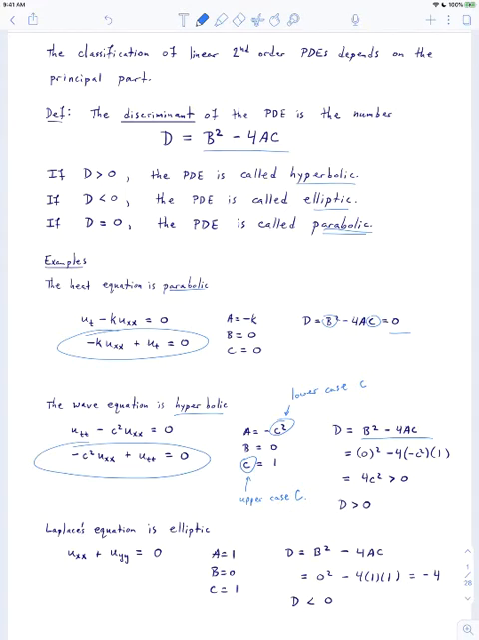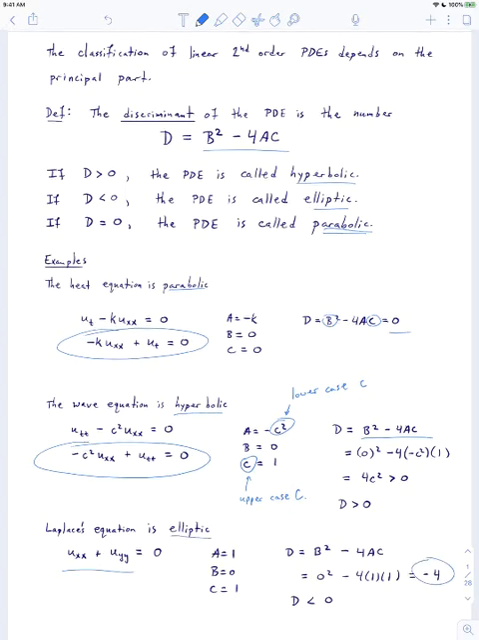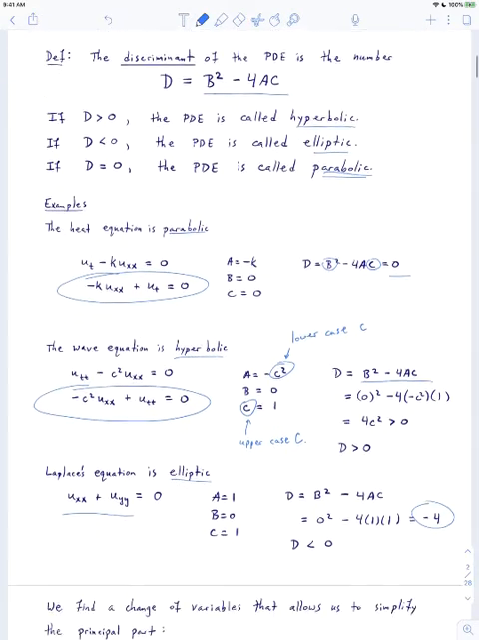Laplace's equation is elliptic. In this case, we don't have to rewrite it. We see that capital A is 1, capital B is 0, and capital C is 1. So the discriminant, you can see, is equal to minus 4, which is negative. And so Laplace's equation is elliptic. Let's move to the next page.